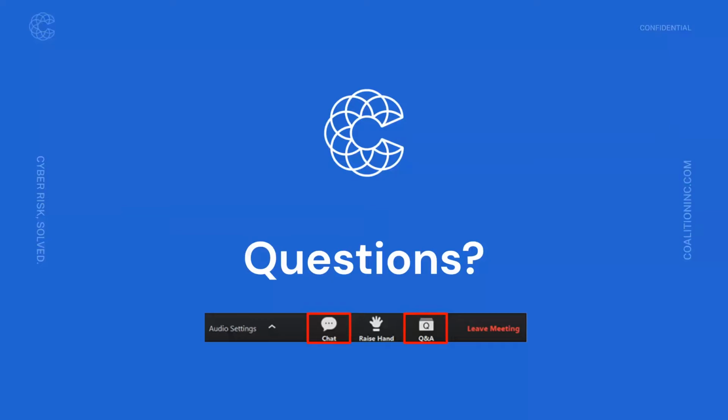All right, now we're going to open it up for some Q&A. I have one question for you, Aaron, clarifying questions about RDP. Is RDP safe if used with a VPN? And what about if it's used with multi-factor authentication or MFA?